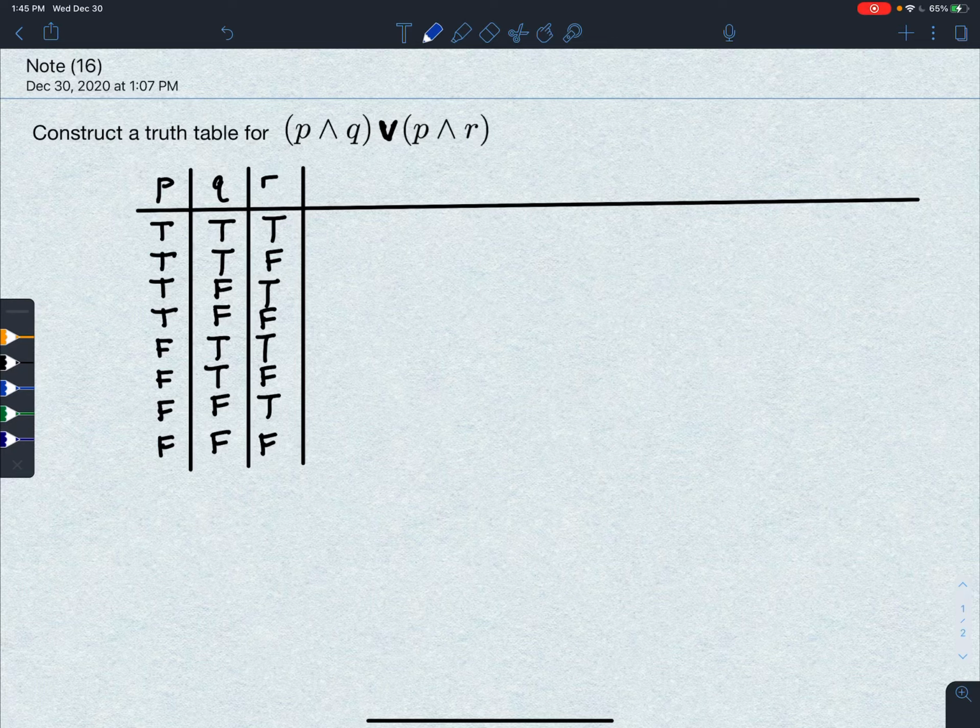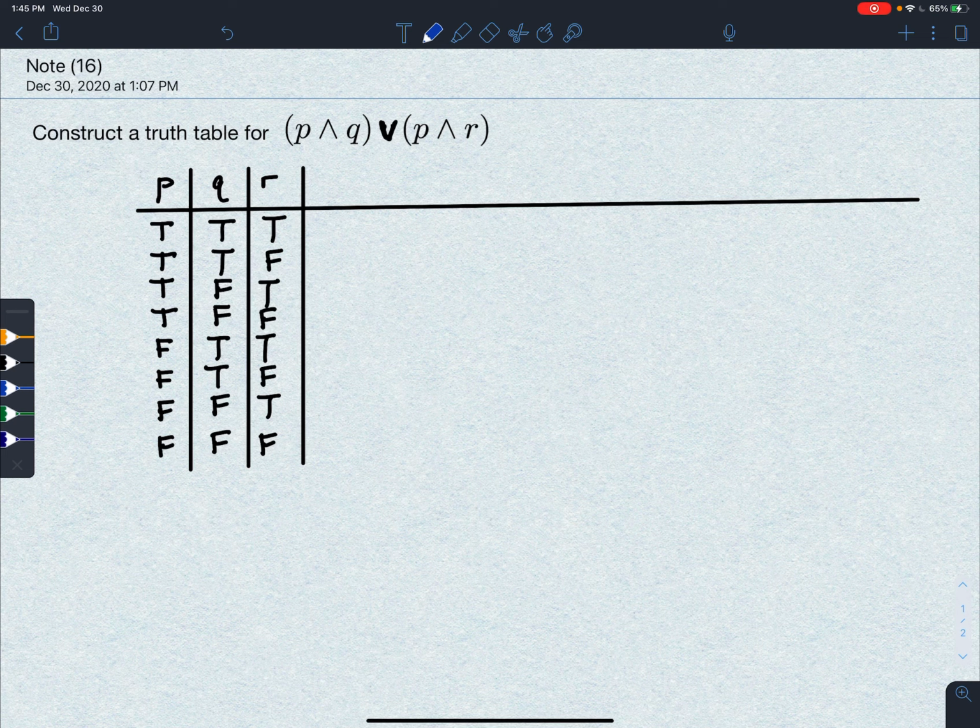And so what we're going to do is look at the truth table for a compound proposition here. We have P, Q, and R, which are any propositions, and we're looking at P and Q or P and R. Looking at all possible combinations of truth values, what are the truth values of this entire compound proposition?